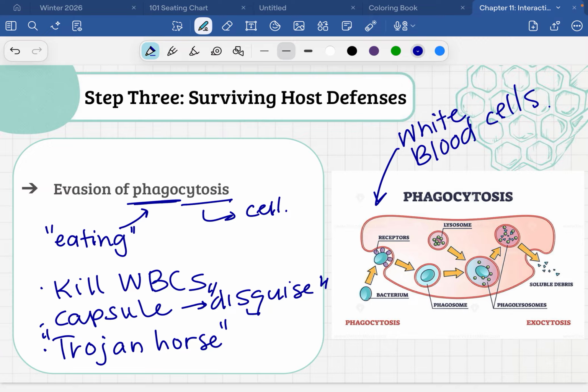But any organism that is trying to infect your body has to have a way of getting past your immune system. Like I said, we're going to talk a lot more about the immune system later. But phagocytosis is one of the first steps of the immune system, and it's a big part of it, so that's why we discussed it here too.